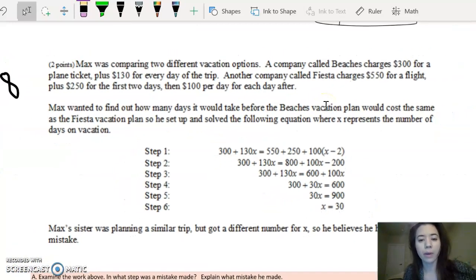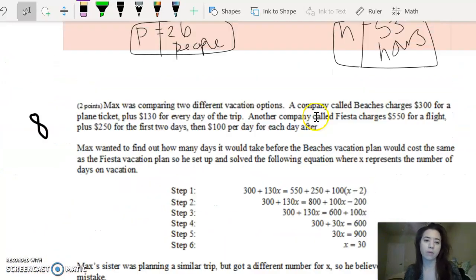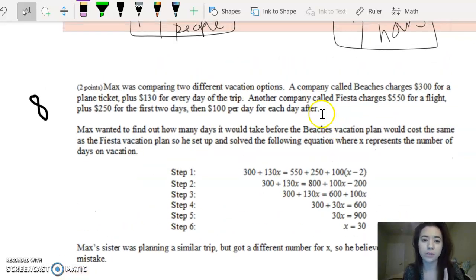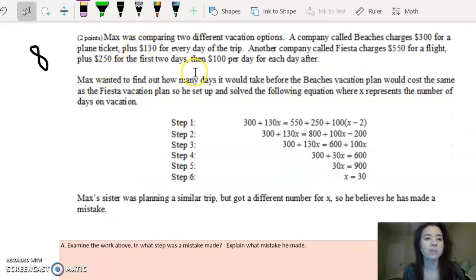Okay, the last problem we have is a pretty complex problem, and it looks pretty scary, but I promise you it's not too bad. We have Max was comparing two different vacation options. A company called Beaches charges $300 for a plane ticket, plus $130 for every day of the trip. Another company called Fiesta charges $550 for a flight, and then $250 for the first 2 days, and then $100 for every day after that.